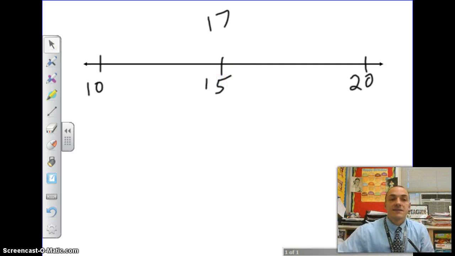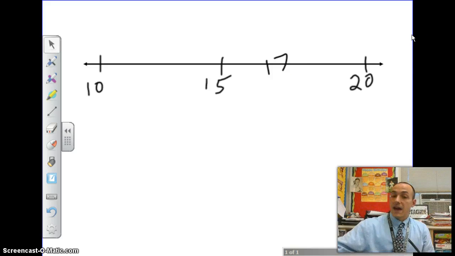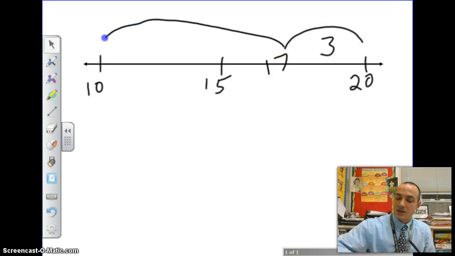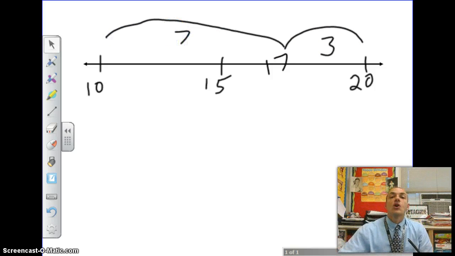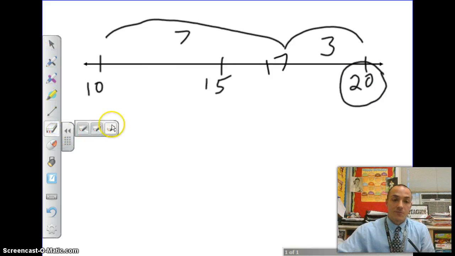So now I can decide that 17 is a little bit more than 15. In fact, it's 3 away from 20 and 7 away from 10. So I'm going to round this ham, which cost $17, to $20, because that's the closest 10. Now I can also do this with some bigger numbers.